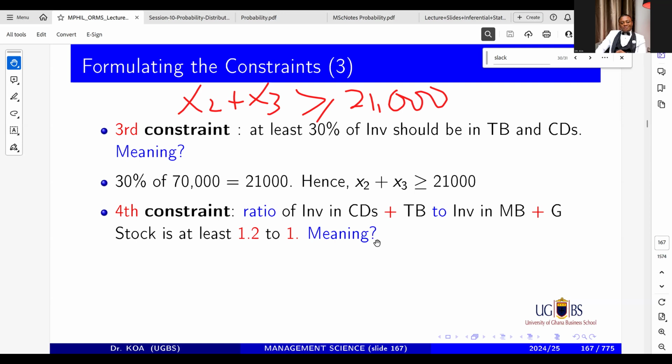So let's look at the certificate of deposit and growth stock fund. The certificate of deposit is X2. Sorry, the treasury bills is X3. Okay, or rather the other way around. The treasury bills is X2, and the certificate of deposit is X3.